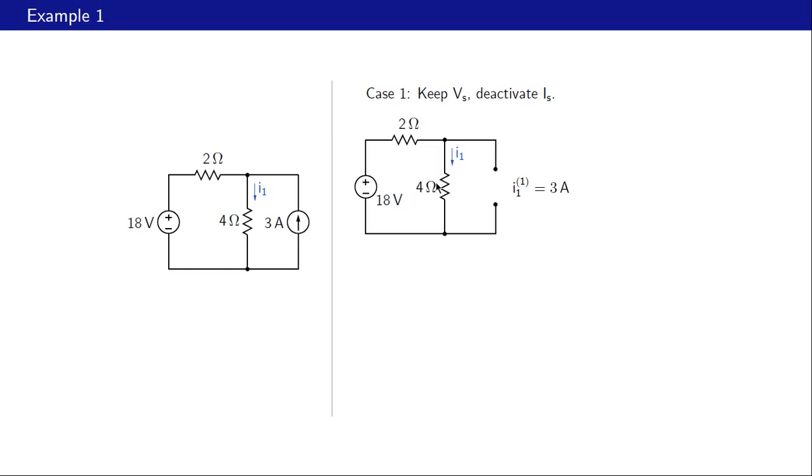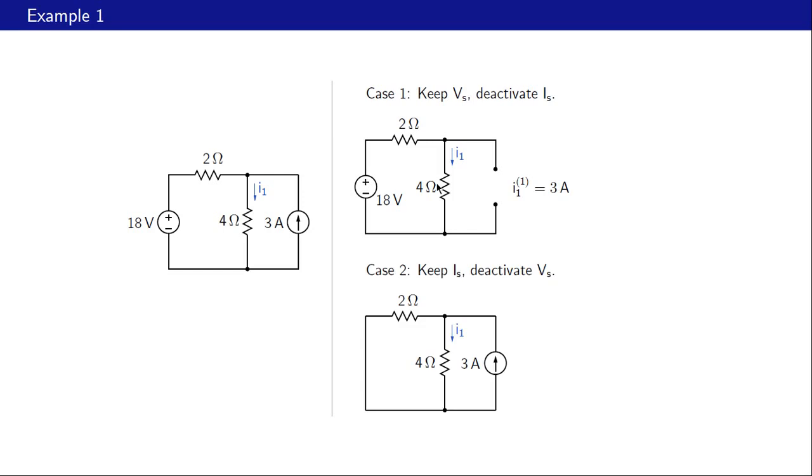Let us now look at case 2. In case 2, we keep the current source and deactivate the voltage source. So that is our current source, and we have deactivated the voltage source. That means we have made the voltage here equal to 0, that is, replaced the voltage source with a short circuit. And now what is I1 in this case? I1 can be obtained using current division.